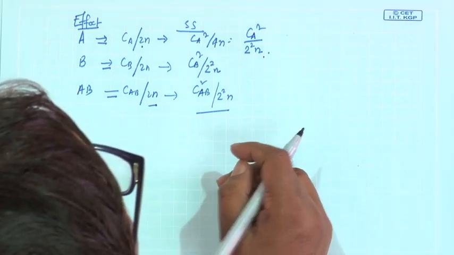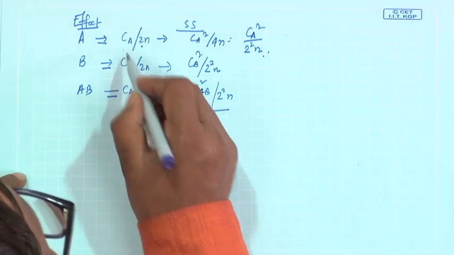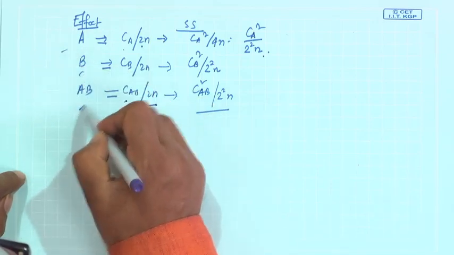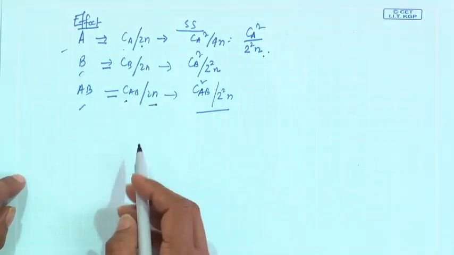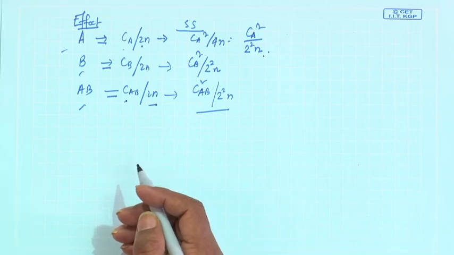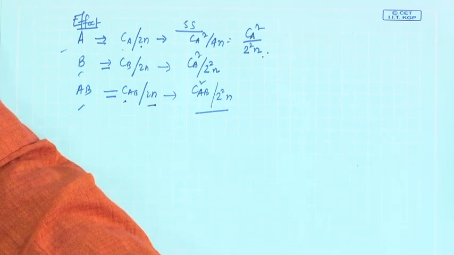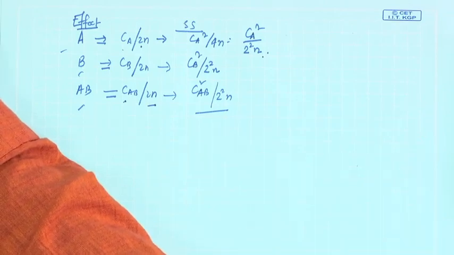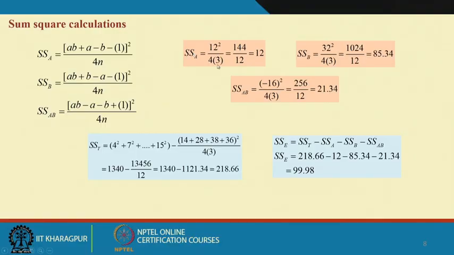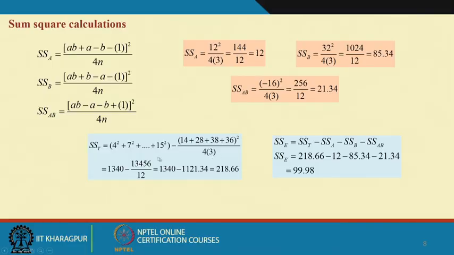So, things become very simple, because the contrast is known for each of the effects. Then the resultant quantity here, what is happening? SSA is this, SSB is this. SSA will be this quantity: 12 squared by 4n, 12 only. SSB is this, SSC is this, AB is this. Then SST will be the sum of the squares of all the observations minus the correction factor, and like this.